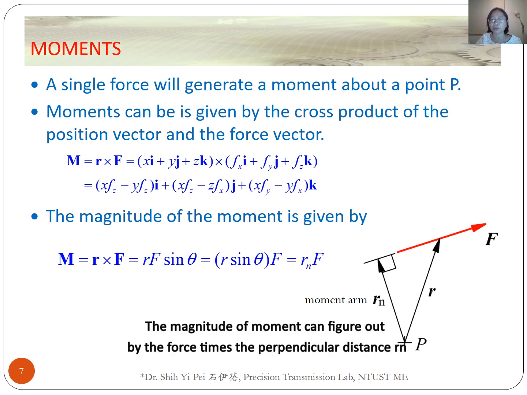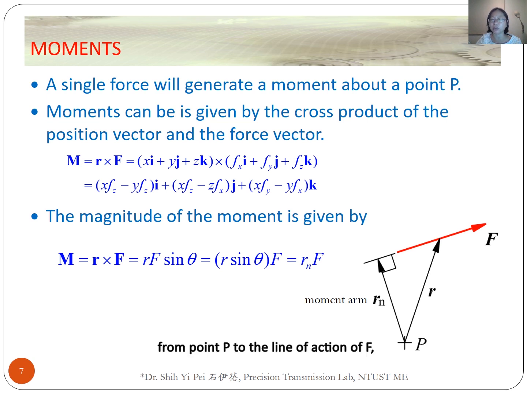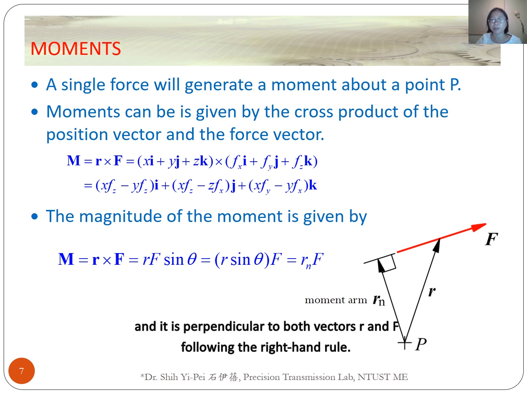The magnitude of the moment can be figured out by the force times the perpendicular distance Rn from point P to the line of action of F. The distance Rn is also called the moment arm, and the moment is perpendicular to both vectors R and F, following the right-hand rule.